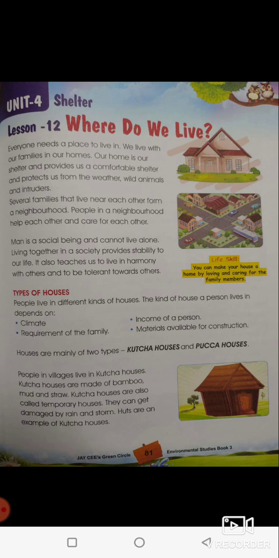When we live together with our friends, family members, neighbors, and so on in a society, that provides stability. Stability means what? Being able to stay and survive in our life. And it also teaches us to live in harmony, to live in peace. When we live together, we learn to live in peace with others and to be tolerant. Tolerant means what? We try to understand and accept whatever others are doing, and we love each other. We are tolerant towards others.